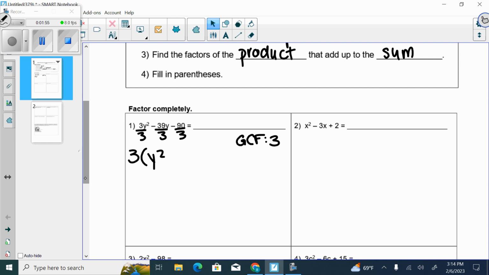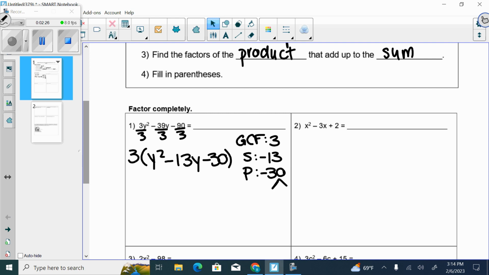Good. What's negative 39 divided by 3? Good. So I have negative 13y. And what's negative 90 divided by 3? Negative 30. All right, so I took out my GCF. Now what's my sum? Negative 13, good. And what's my product? Very good. All right, so now I'm going to have to break down that negative 30.